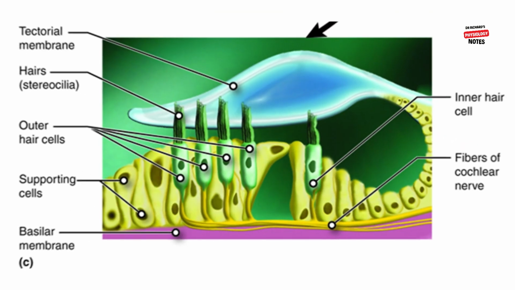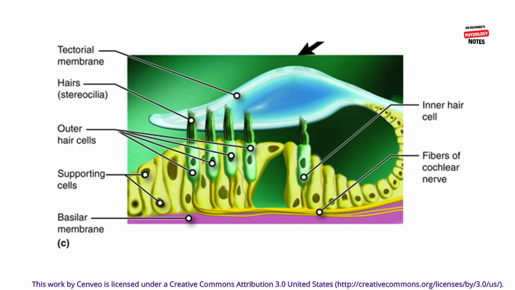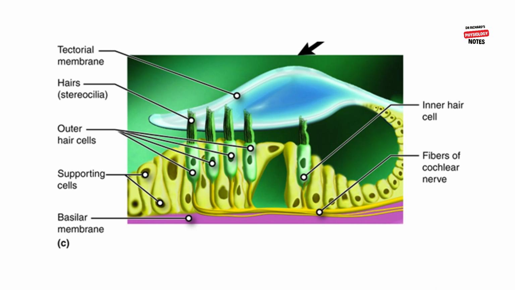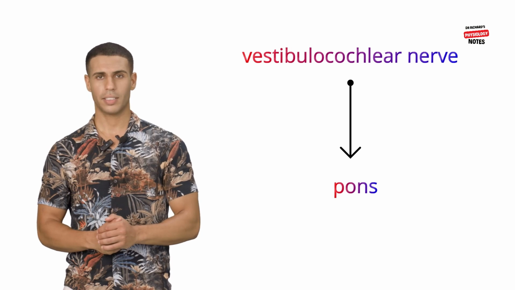Loudness is determined by the number of hair cells in an area that are stimulated. A louder sound produces greater displacement of the basilar membrane, leading to a greater number of stereocilia responding. The information sensed by the spiral organ of the cochlea is transmitted into the brain via the vestibulocochlear nerve to nuclei in the pons.